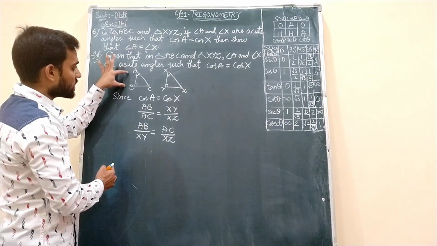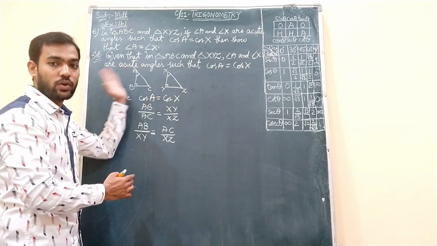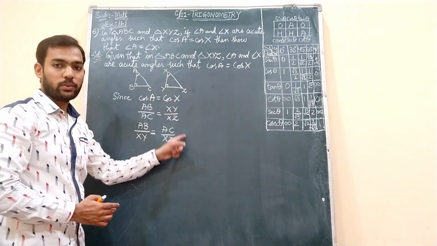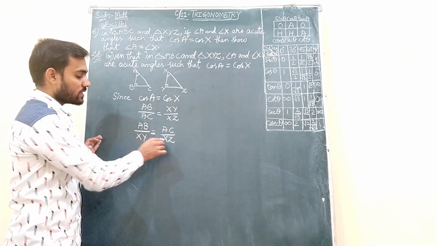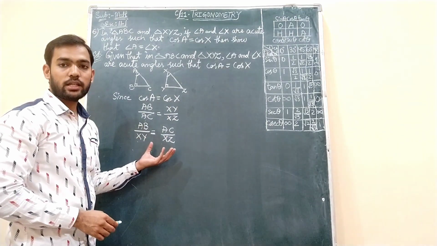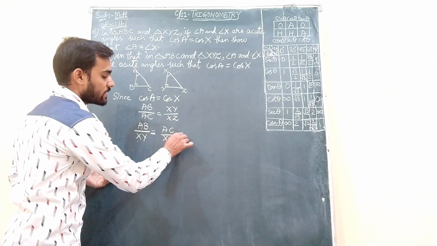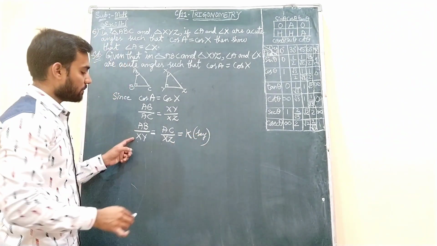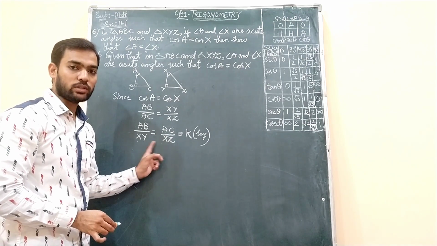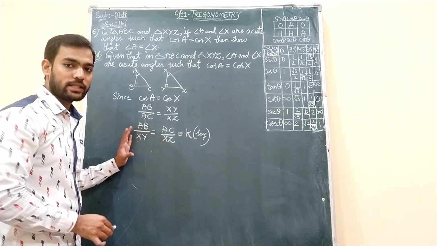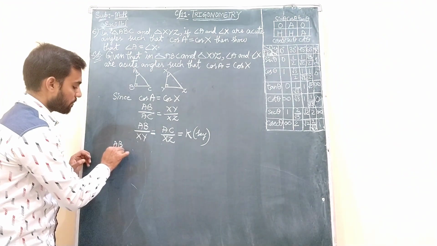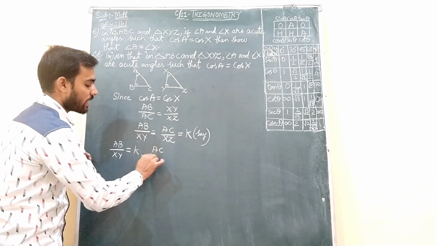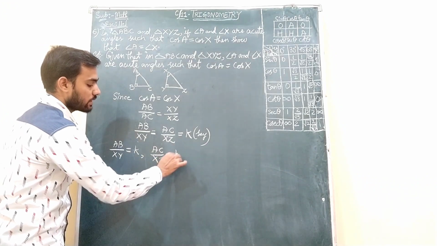Now you see AB by XY means AB, XY. These are the same sides of the two different triangles. So AB by XY, then AC by XZ. Hypotenuse by hypotenuse I got. So now since these two are same, I don't know they are equal to which constant. So I will take it as some constant K. I am saying AB by XY equals AC by XZ. They both are equal to some K I am taking. Now I will separate them. AB by XY is also K and AC by XZ is also K.